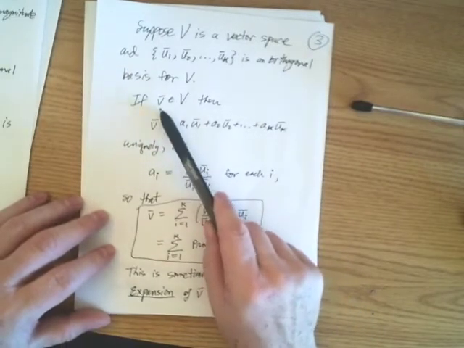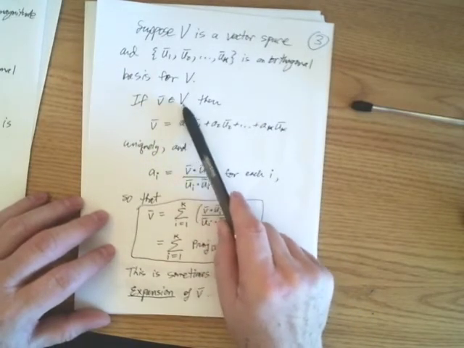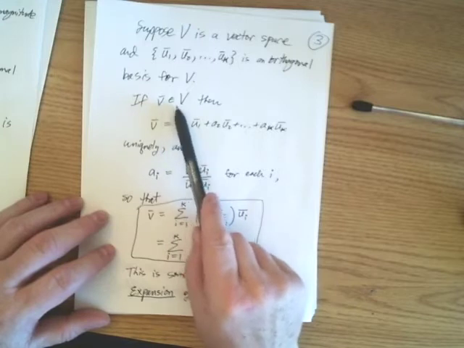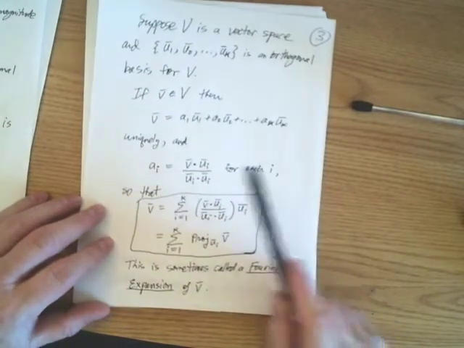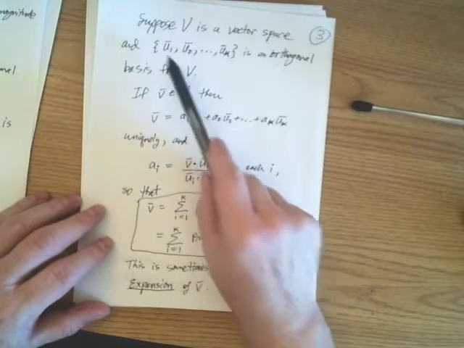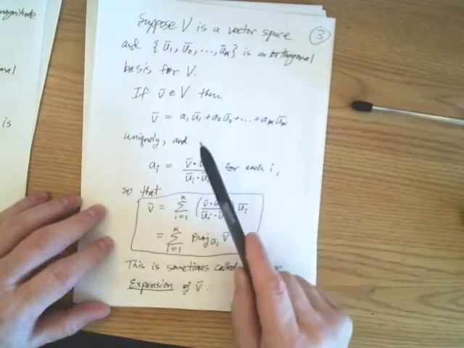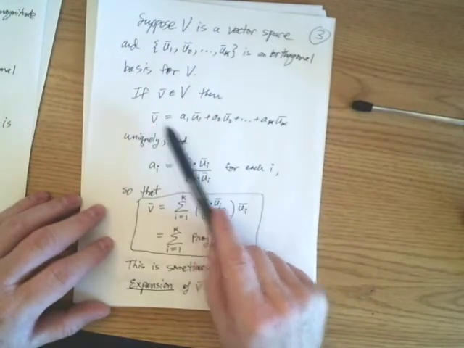If v is a vector in V, so v bar there is just a vector somewhere in this vector space, then since this is an orthogonal basis, first of all, it's a basis, so that means it has what?